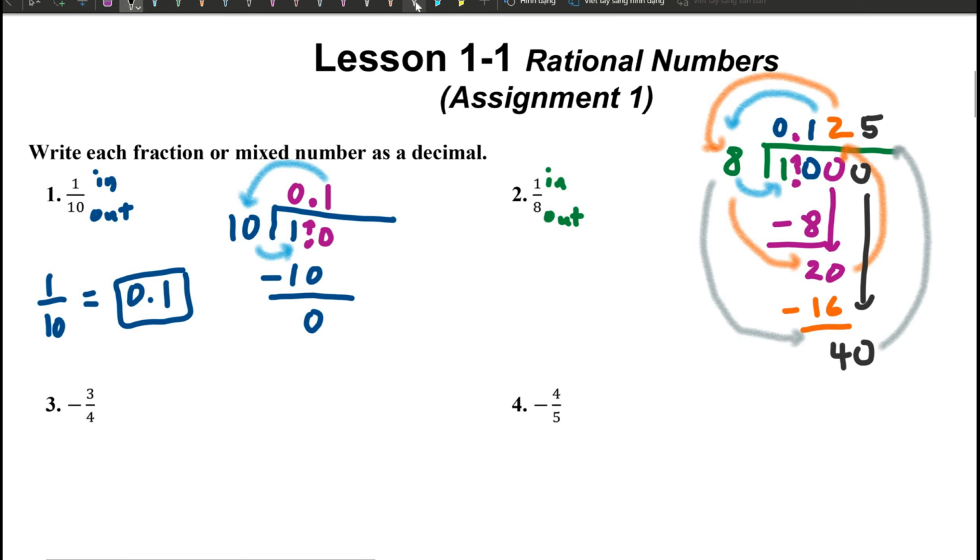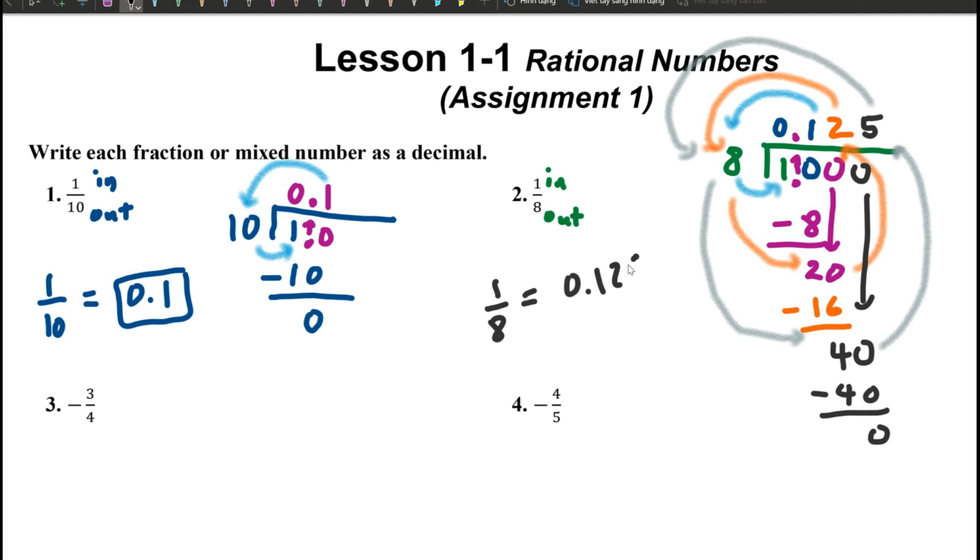And then 5 times 8, which is 40. Draw the line, change the sign. The remainder is 0. So the problem is done when your remainder ends up at 0. So 1 over 8 can be written in decimal form as 0.125. Alright, so that is the example for this assignment.